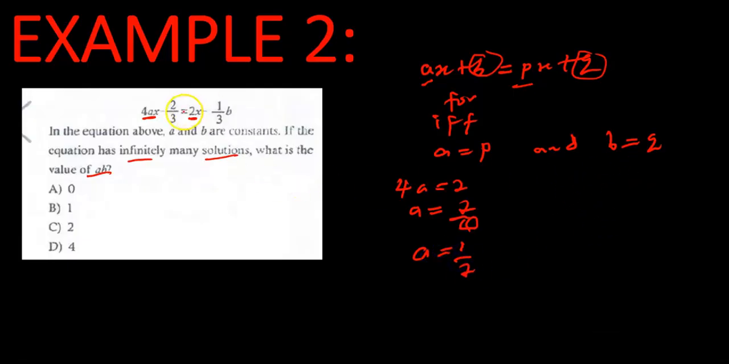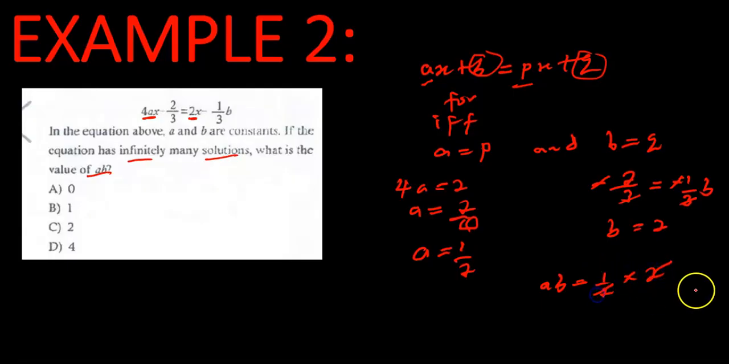Then the other one: our constant on the left here is minus 2 over 3, and our constant on the right here is minus 1 over 3b. So minus cancels minus, 3 cancels 3, and b equals 2. So what do I have to find? ab. So ab is 1 over 2 times 2. 2 cancels 2, that's 1. So that's option B. Let's solve another question.